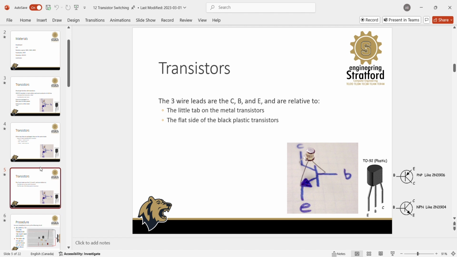Now, if you do happen to have one of the plastic ones, you just need to feel around the circle because it's kind of a half circle, and there'll be a flat side. If you're facing the flat side, then the leg on your left is the emitter, the leg on your right is the collector, and the one in the middle is the base.